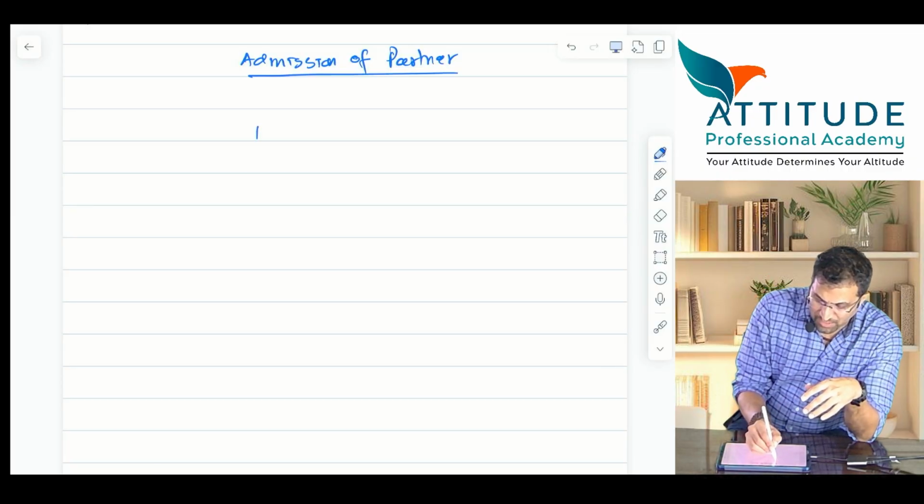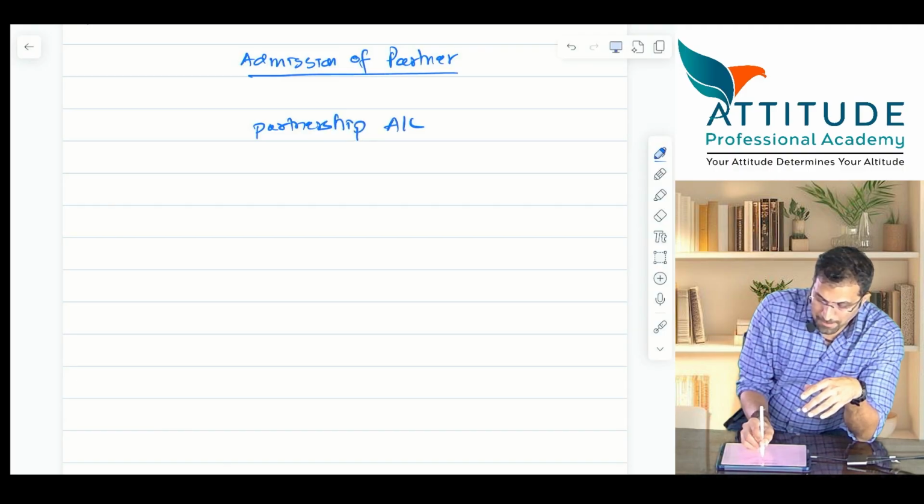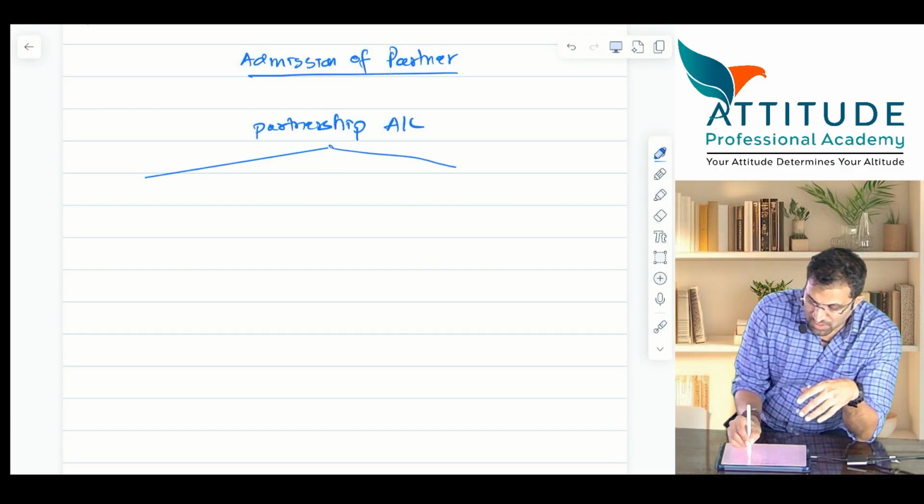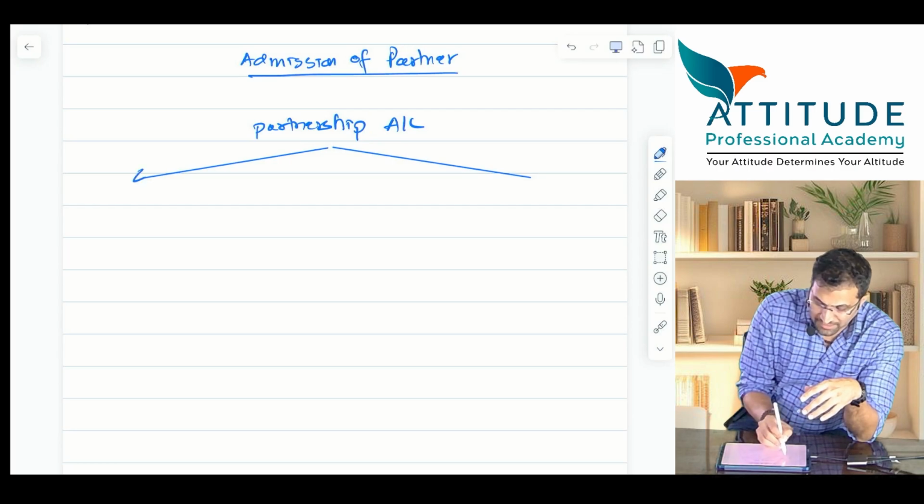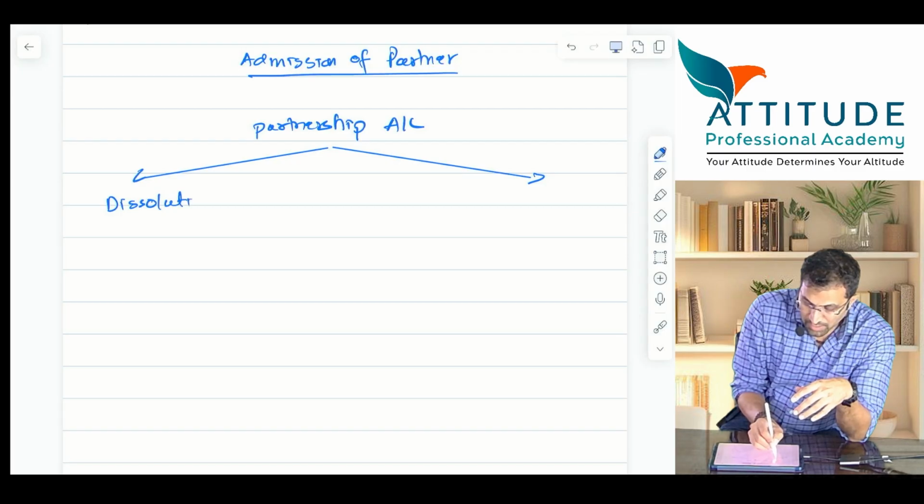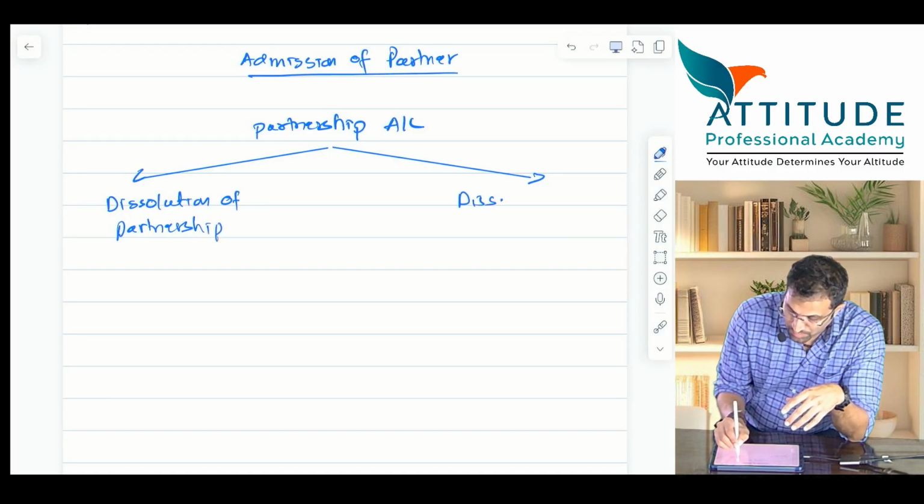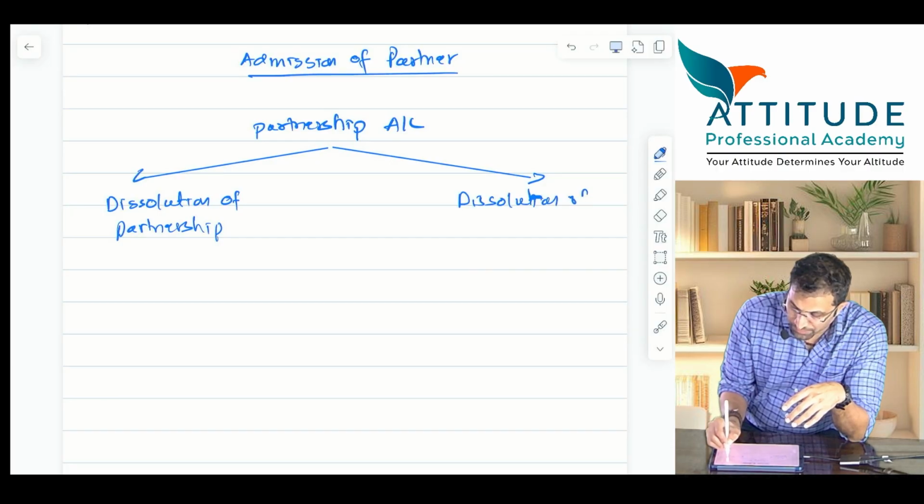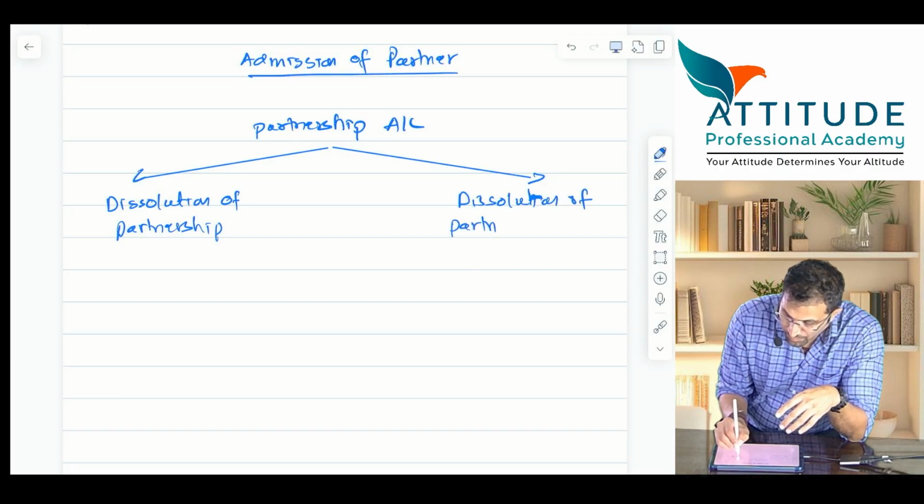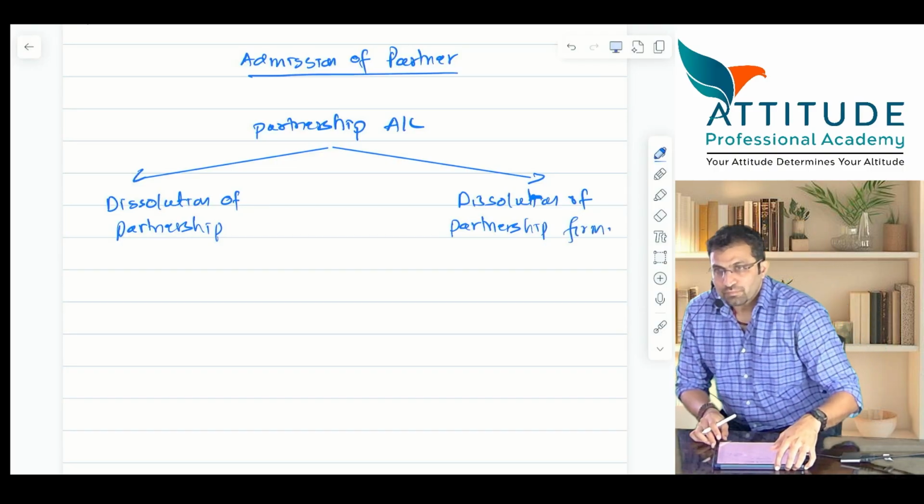Anyway, in partnership accounts, before admission of a partner, we'll take this. Okay, in partnership accounts, two things are there. One is dissolution of partnership. Please take down. And dissolution of partnership firm. Please take down.